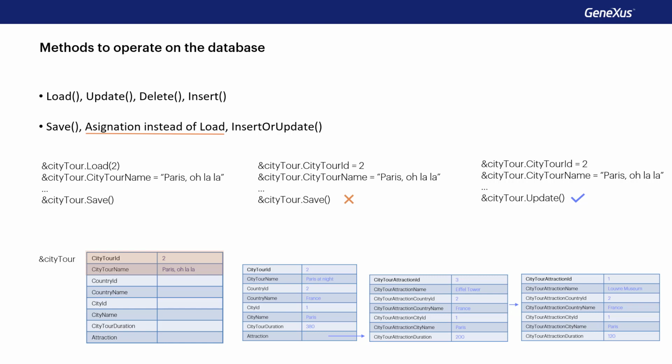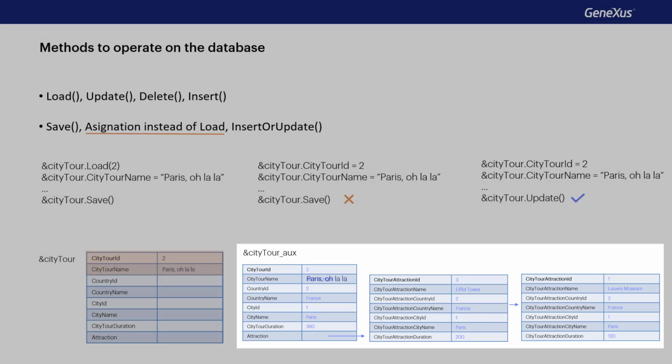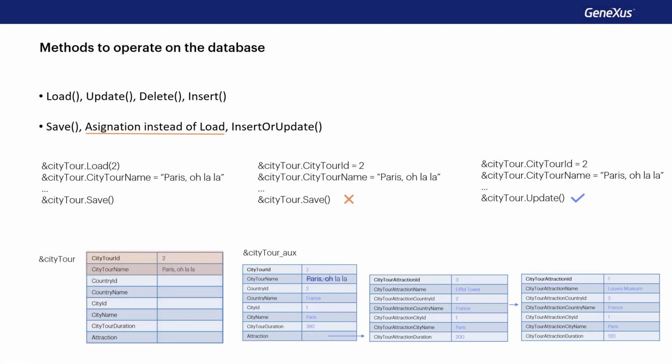Internally, it loads the data into an auxiliary business component variable, which of course remains in update mode. It changes the data that has been modified in the variable that is in insert mode, in this case, only the city tour name, and then it performs a save operation, since the auxiliary variable is in update mode because it has been loaded. It performs an update. In general, it's not a good practice to work in this way, directly assigning the primary key of the business component variable without performing a load operation.